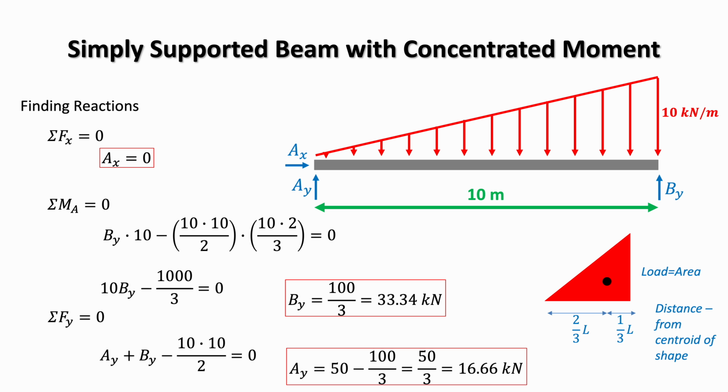So AY plus BY minus the resultant force from the triangular load, which we already established is 50, has to equal 0. And substituting the value of BY, we can obtain that AY equals 50 minus 100 divided by 3, which is 50 divided by 3, and that gives us roughly 16.66 kilonewtons. Now that we have the reactions, we can move on to determine the bending moment expression.